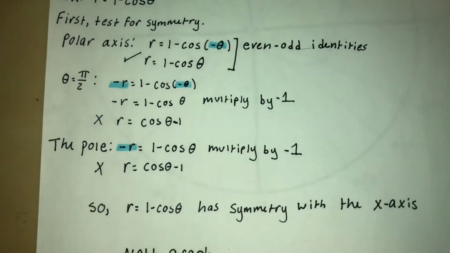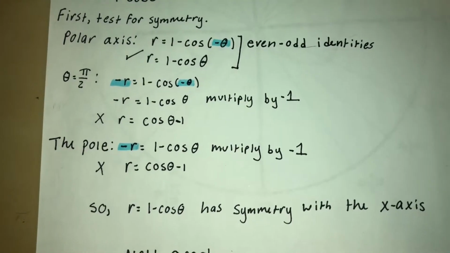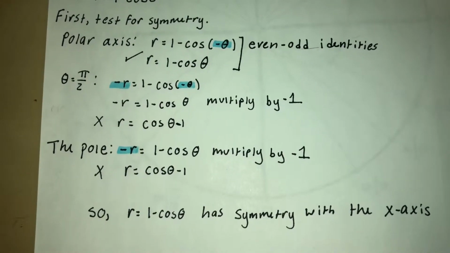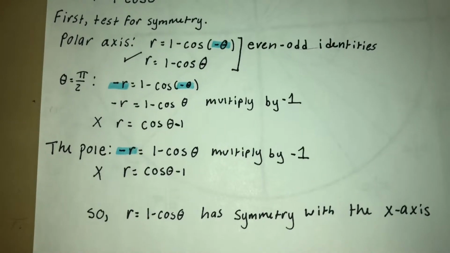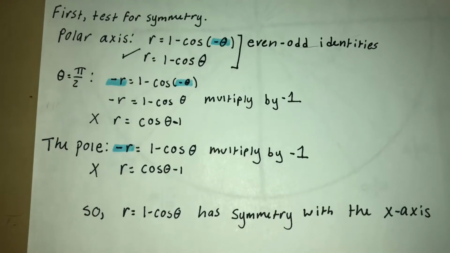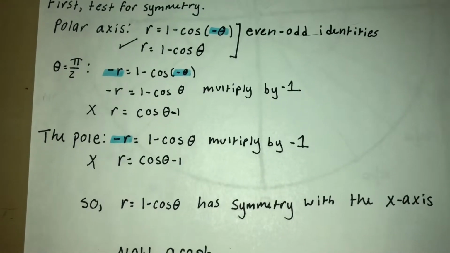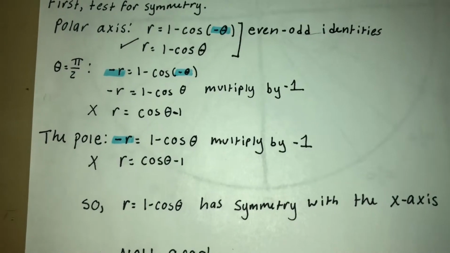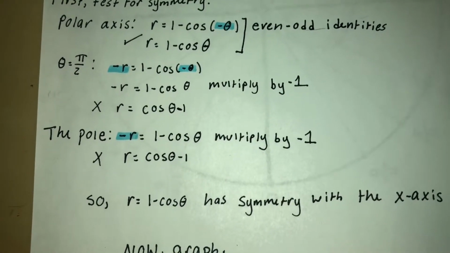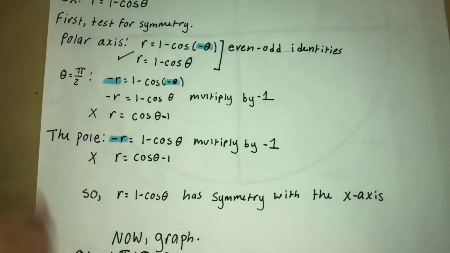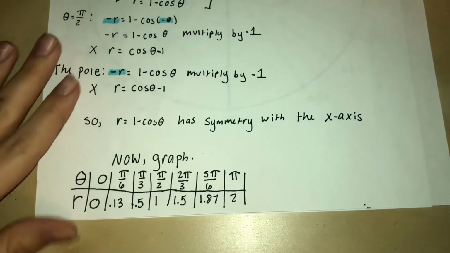For the third test, you'll be replacing r with negative r. That'll give you negative r equals 1 minus cosine theta, leaving you with r equals cosine theta minus 1. Also, not being the same equation you started with, so there's no symmetry with the origin. So you will have symmetry with only the x-axis. Now we're going to graph that.